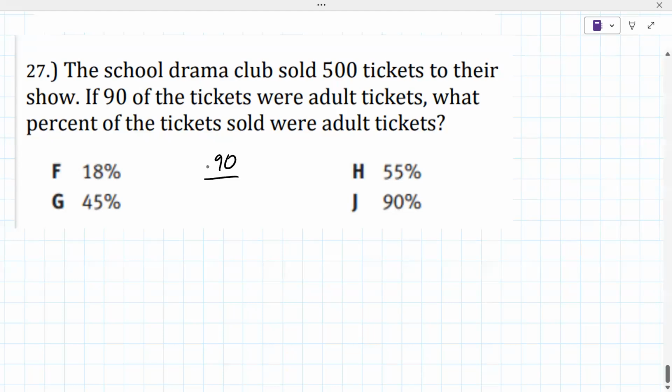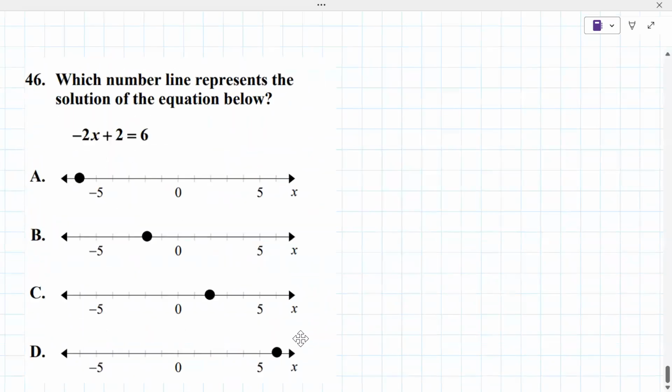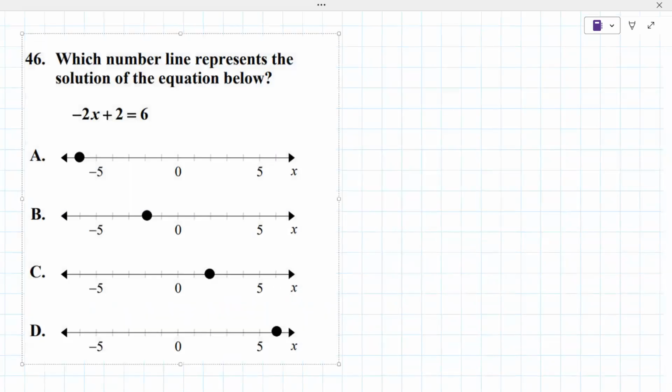You do 90 over 500. Yeah. Okay. Very good. All right. Here's a new problem for you to try.